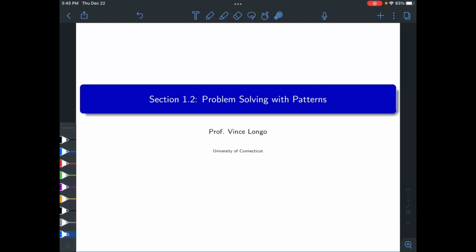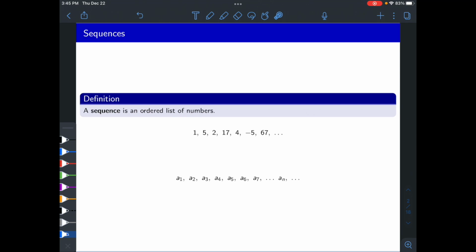In this section, we'll be doing some problem solving using patterns. Inevitably, we're going to be doing a lot of inductive reasoning, where we are making assumptions about the patterns that we are seeing, just kind of continuing. Okay, so a sequence, we've already been using these so far, is just an ordered list of numbers.